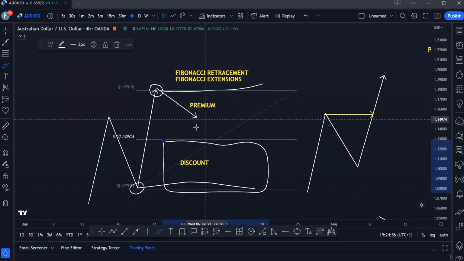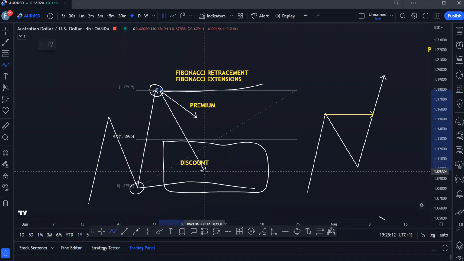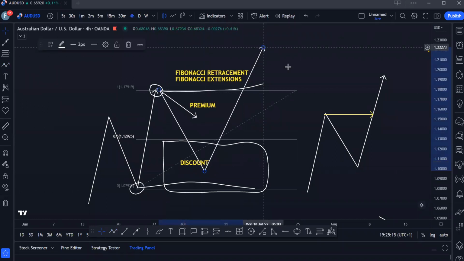All right. There are times that price might take off from premium, but it happens very, very rarely. More often than not, you see price come into a discount. Okay, so price will come into a discount like so, before going all the way up.